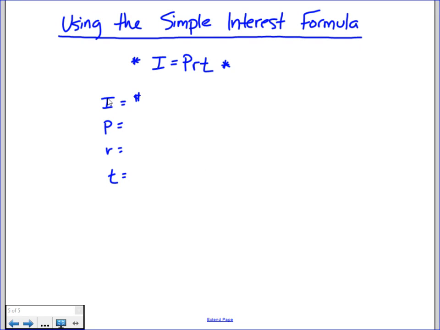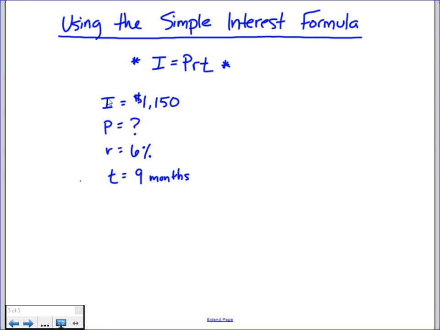Let's say I have an interest of $1,150. I don't know my principal, so I don't know how much money I started with in this account. But I do know that I have an interest rate of 6%, and my time is 9 months. So again, what this is saying is that after 9 months with a 6% interest rate, this account has made $1,150 in interest. What was the starting amount of money? How much money did we start with in this account?